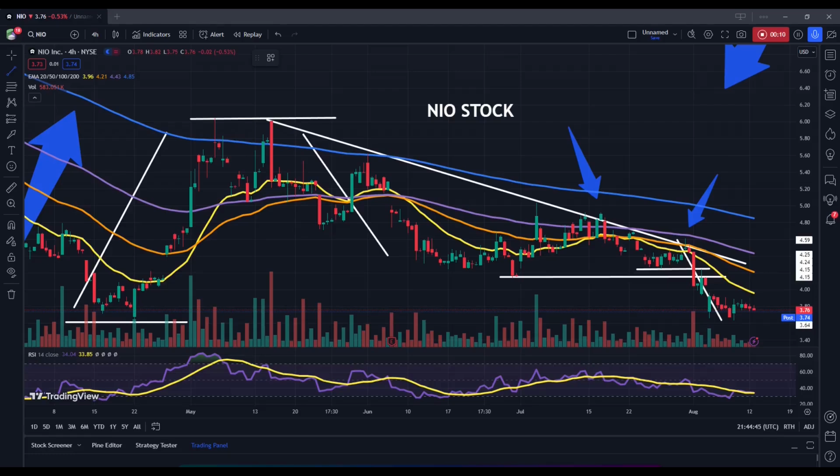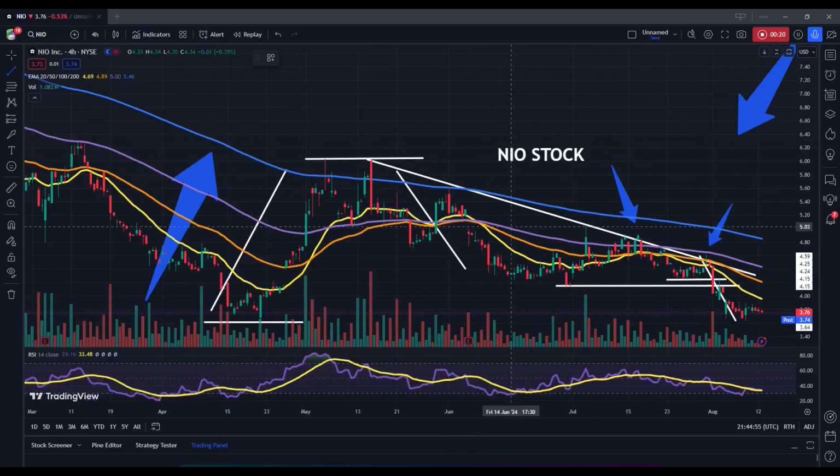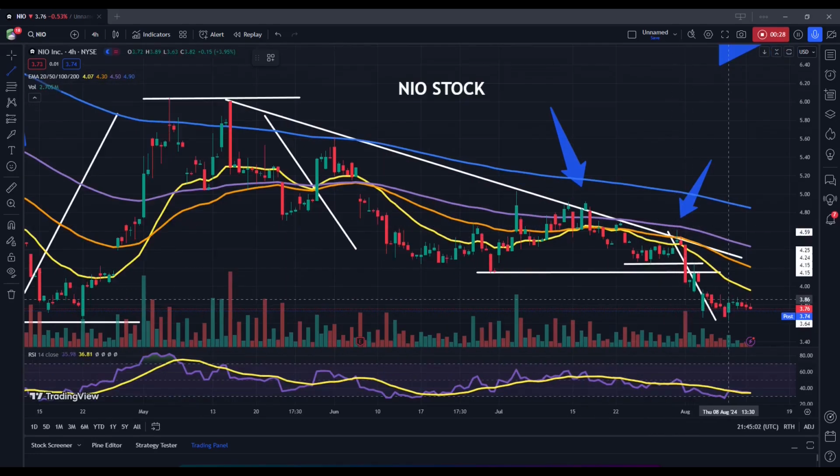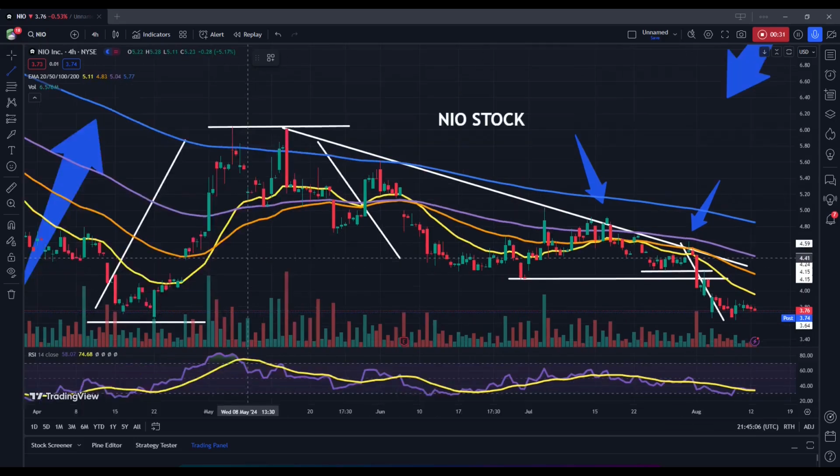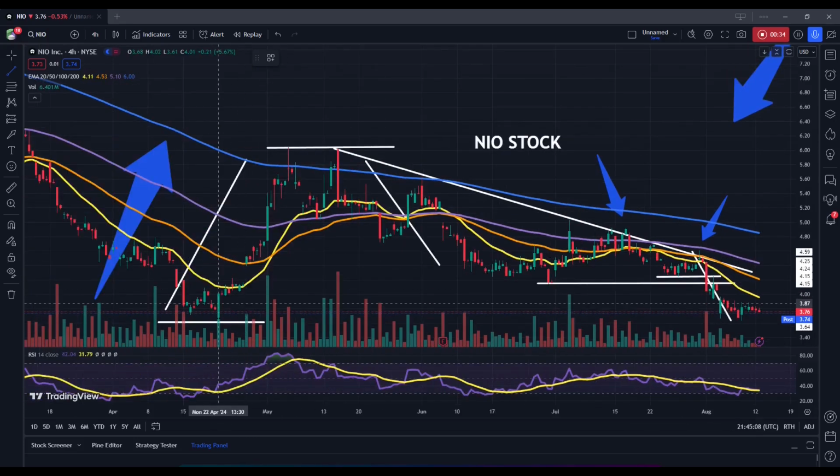Here we have the 4-hour price chart for NIO Incorporated, stock ticker NIO. As we can see here, the stock continues to trade lower, and we are still trading within this broader descending triangle pattern that we've been watching for quite a while now. Most recently, we've seen a price low post at the $3.63 mark, which is just ahead of the prior support zone that we've been watching for quite a while as well.